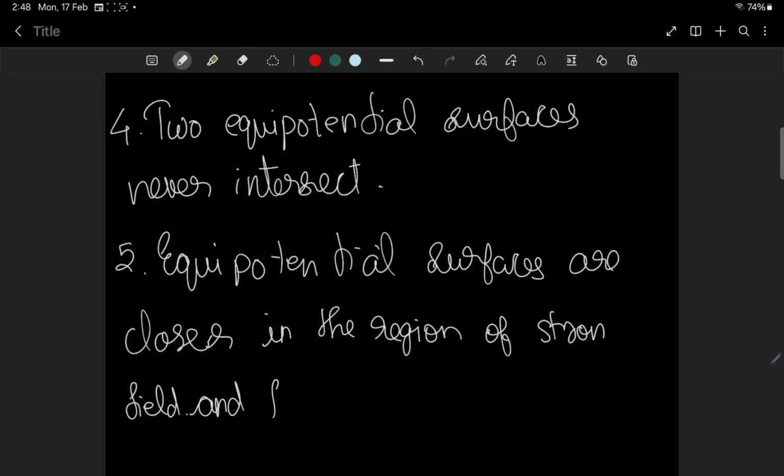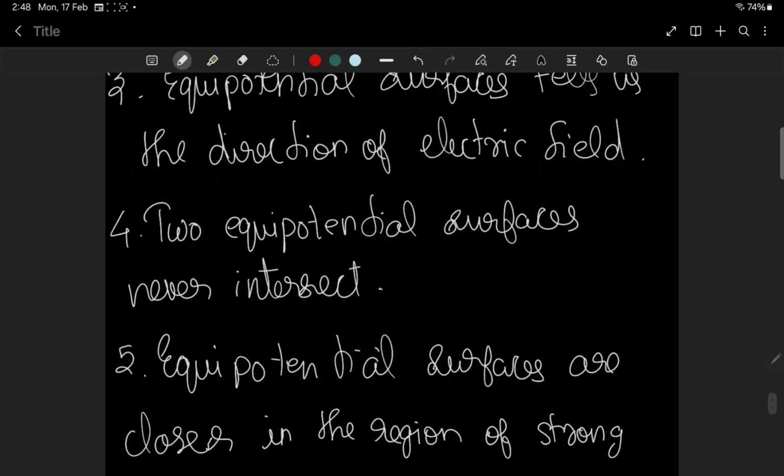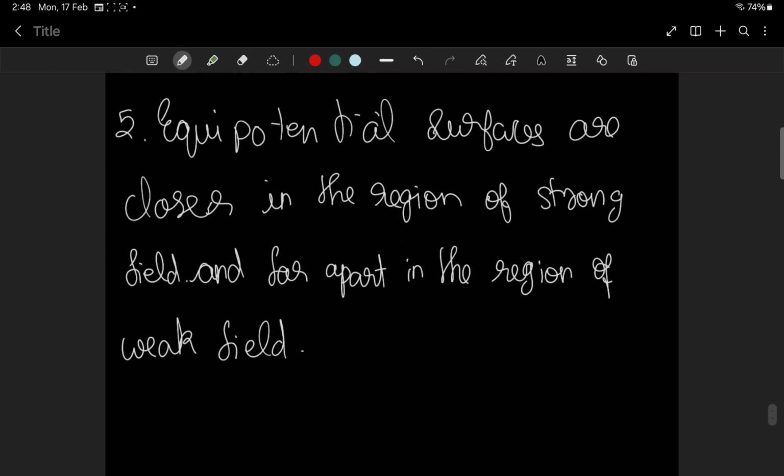and far apart in the region of weak field. Equipotential surfaces are closer in the region of strong field and farther apart in the region of weak field. So these are the 5 or 6 properties of equipotential surfaces. Learn this, it may be asked, it can be asked. It is usually asked. That's the thing.